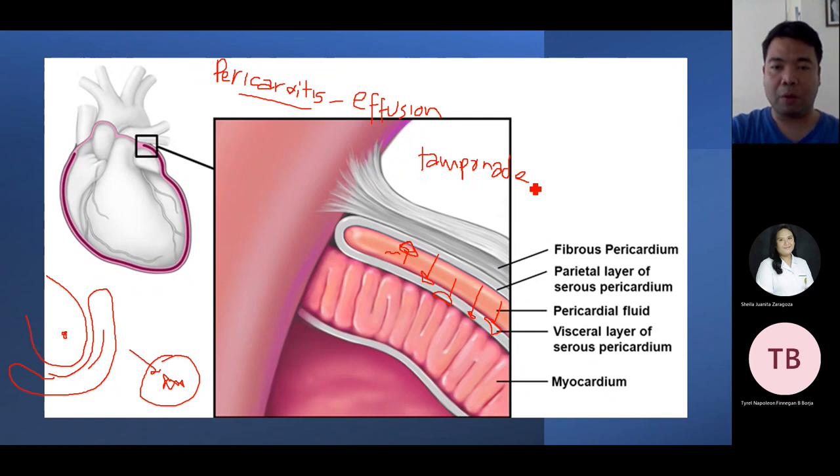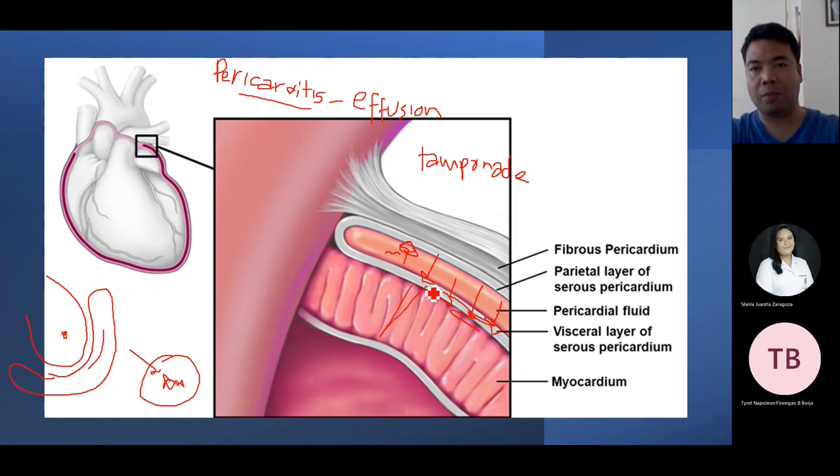Okay? Now, next to the visceral, the deepest layer na is the visceral pericardium. Next to the visceral pericardium is already the heart wall. So, the heart wall also has three layers. Ayan, ito na mismo yung heart wall natin.